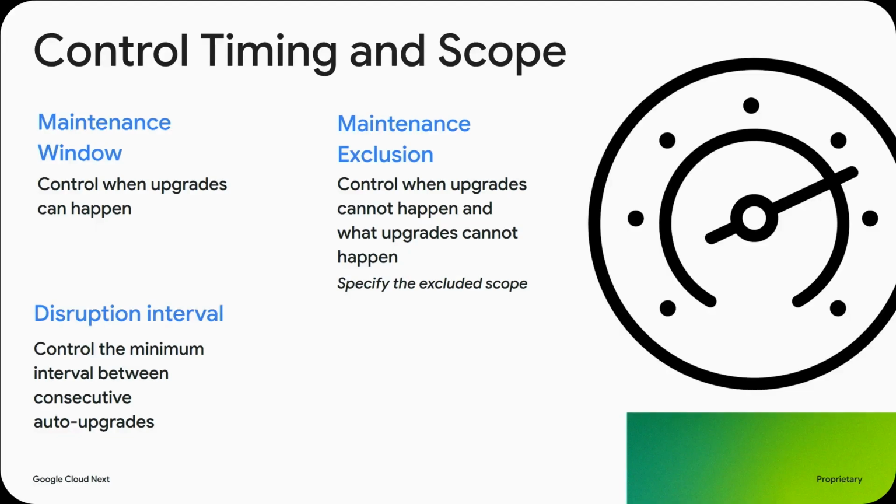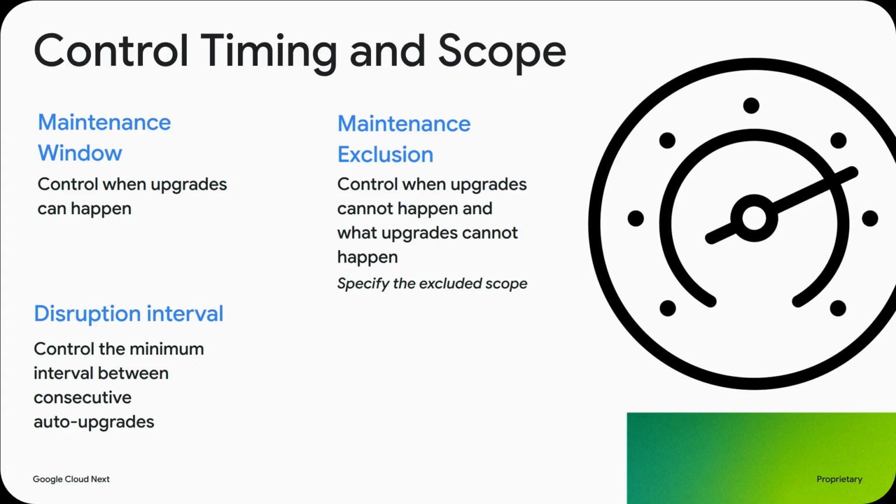The first thing is maintenance window. Maintenance window is our recommendation pretty much for most environments. How many of you are using maintenance window? Yeah, we should see pretty much most of our customers using maintenance windows because that allows you to control when upgrades can happen. And then we have maintenance exclusion. Maintenance exclusion is for when upgrades cannot happen.